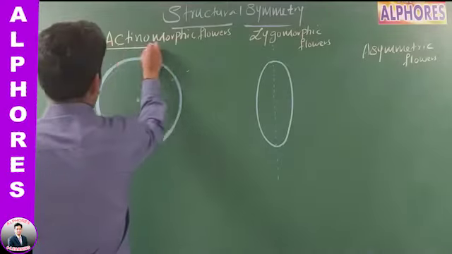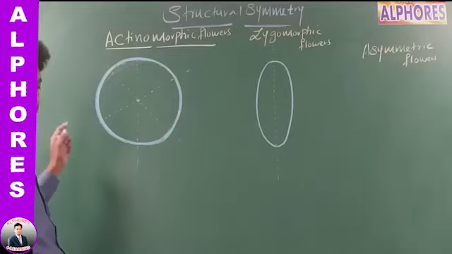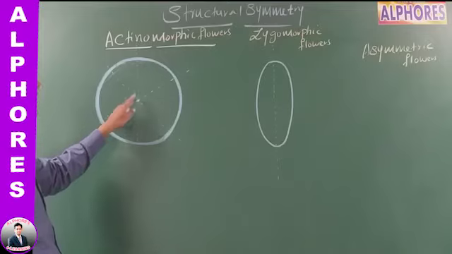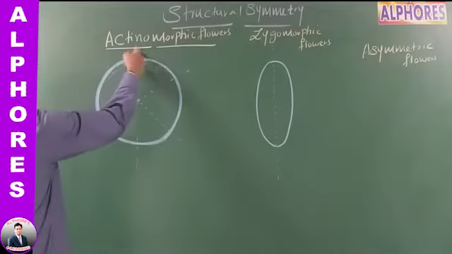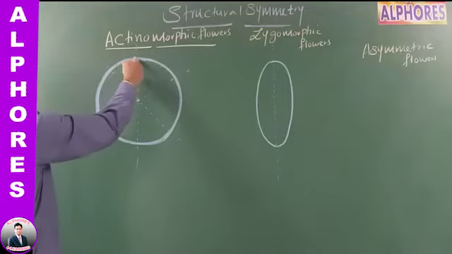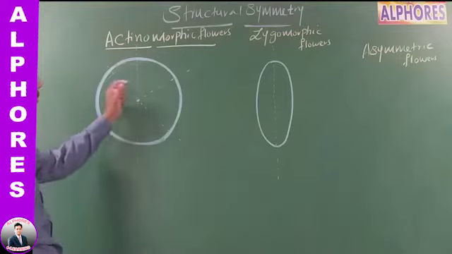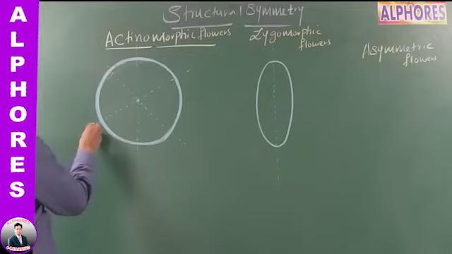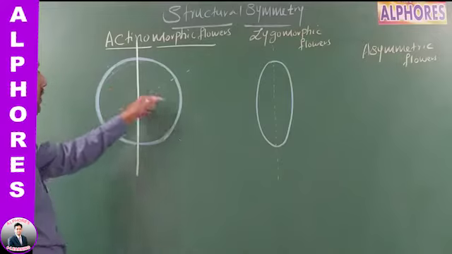Go for the first one, actinomorphic flowers. Take a flower. This is the center of the flower. Now listen to the statement. The flower is divisible into two equal halves in this radial plane. If you cut the flower in this radial plane, you get two equal halves. First I am cutting the flower in this radial plane. I got two equal halves.